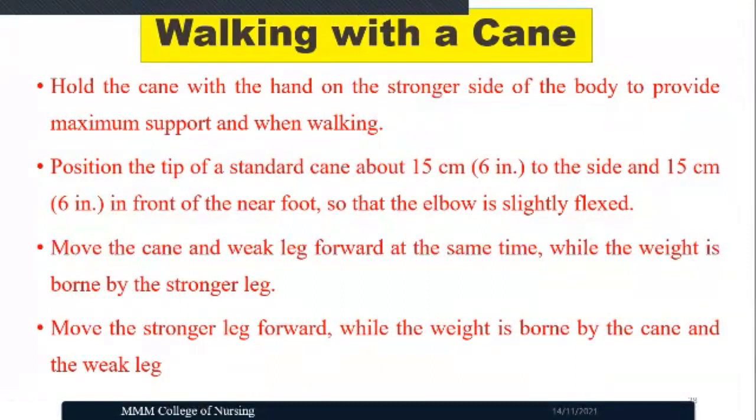to provide the best possible balance. Move the cane and the weaker leg forward at the same time, while the weight is being borne by the stronger leg. Then move the stronger leg forward, where the weight will be borne by the cane and the weaker leg. So the cane will act as a support for the weaker leg, and the cane and the weaker leg will hold the body weight together. And when the patient is moving forward, the stronger leg will hold the body weight.